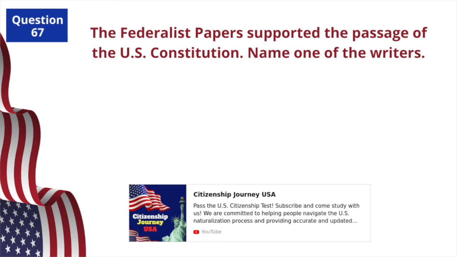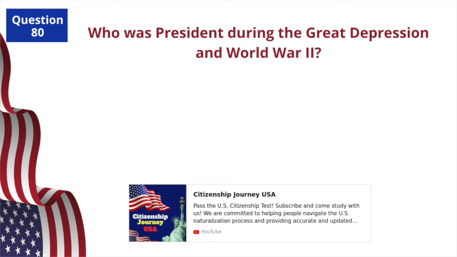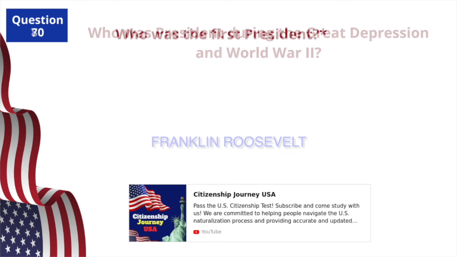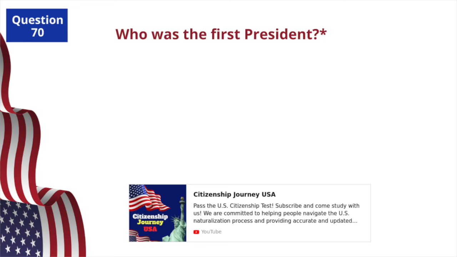The Federalist Papers supported the passage of the U.S. Constitution. Name one of the writers. James Madison. Who was president during the Great Depression and World War II? Franklin Roosevelt. Who was the first president? George Washington.